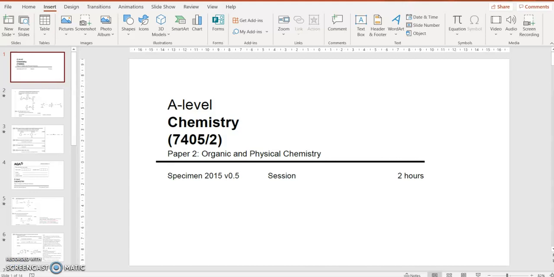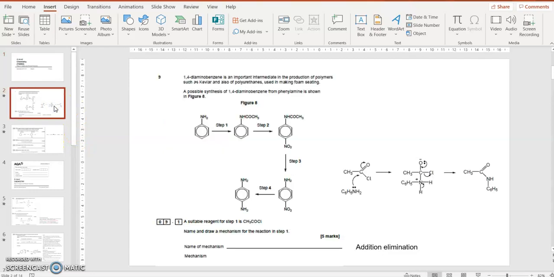Aromatic chemistry, the chemistry of rings like benzene. Specimen 0.5, paper 2. Okay, we've got a reaction pathway. It's got a benzene ring in it. I don't think the first bit is about the benzene ring.